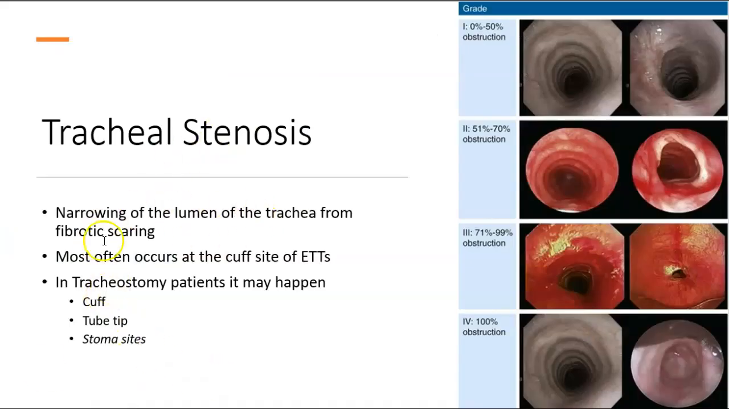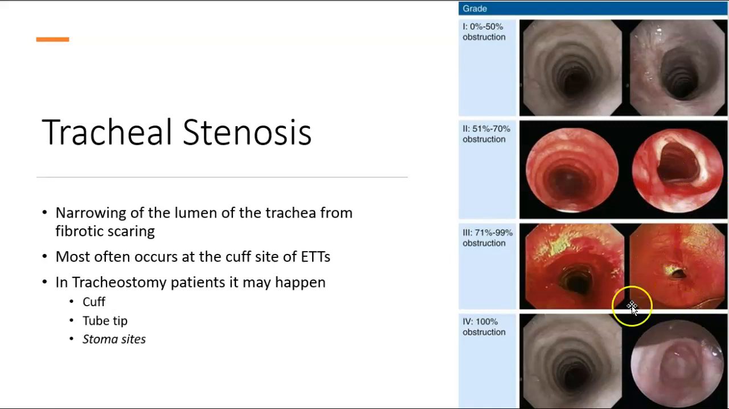Tracheal stenosis is a narrowing of the lumen of the trachea. This is caused by scarring. It most often occurs at the cuff site of the ET tube, which is why we want to maintain and watch our cuff pressures. Here you're seeing a pretty wide open trachea, with only a slight obstruction. Here, you're noticing that this obstruction is getting worse. I'm seeing about 50 to 71% obstruction in this airway.